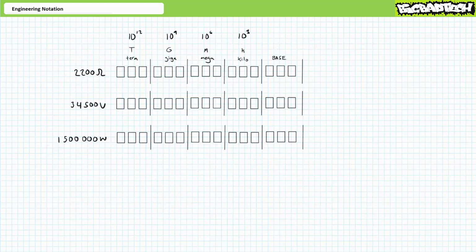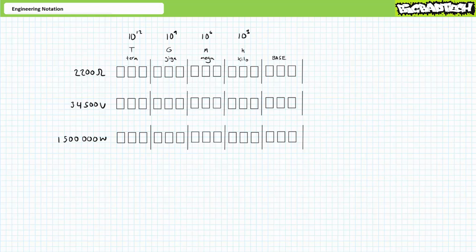Let's try this technique on a selection of values: 2,200 ohms, 34,500 volts, and 1,500,000 watts. Look at all those zeros. If we had to drag this many zeros along with us all day, it'd be like carrying a 20-foot pine tree around with limbs and roots attached. Let's lighten our load a bit by placing these numbers in proper engineering format.